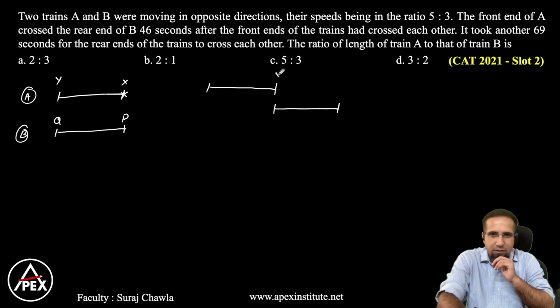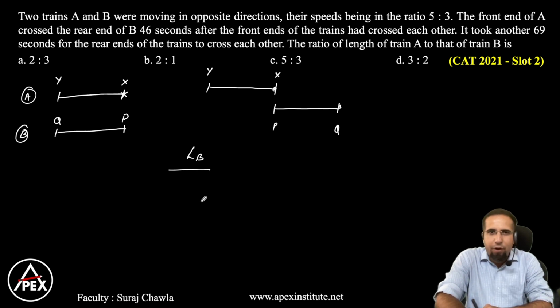So let's say this is X, this is Y, and this is P, and this is Q. Now I'm told the front end of A, that is X, crosses the rear end of B, that is Q. That means only these 2 points are crossing each other. So if X is crossing Q, that means the distance covered is the length of the smaller train. Clear?